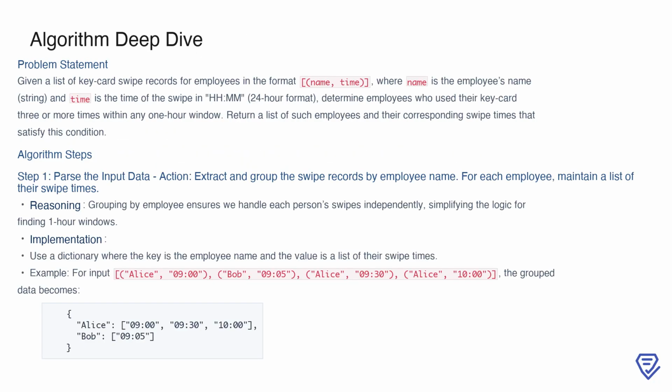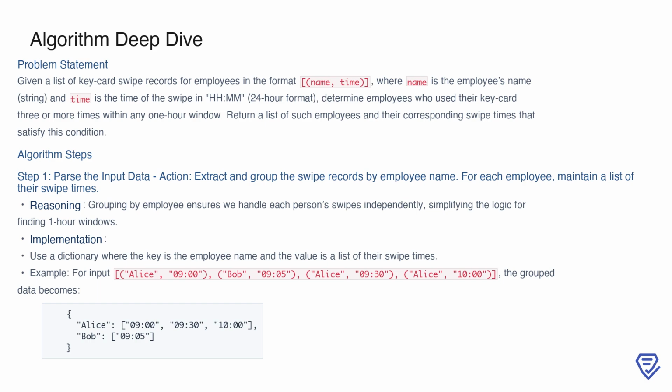The problem requires us to analyze a list of keycard swipe records to identify employees who used their keycards 3 or more times within any 1-hour window. Each record consists of an employee's name and the time of the swipe in HHMM format. To solve this, we need to return a list of such employees along with the specific swipe times that meet the condition.